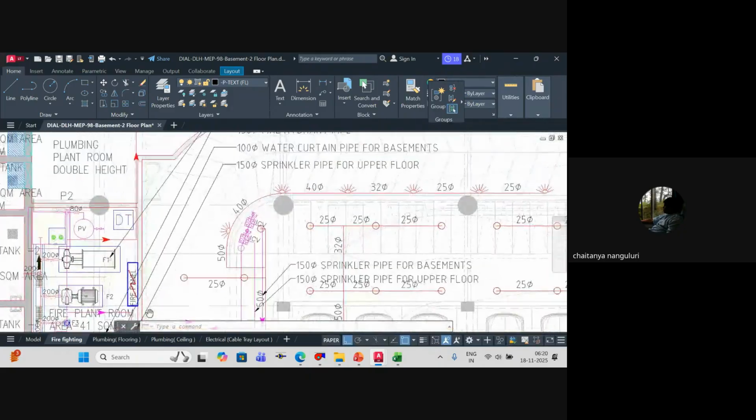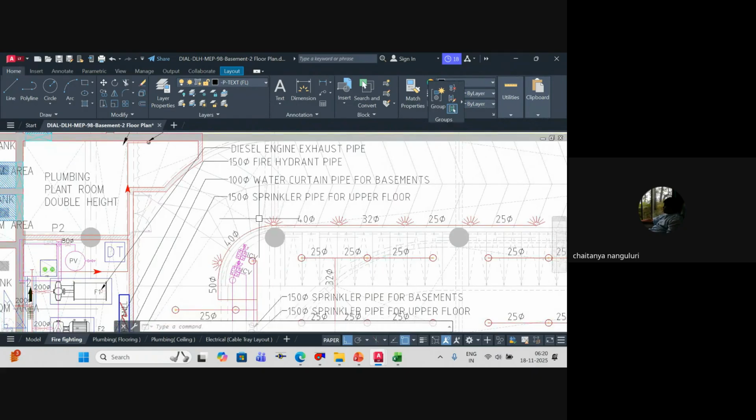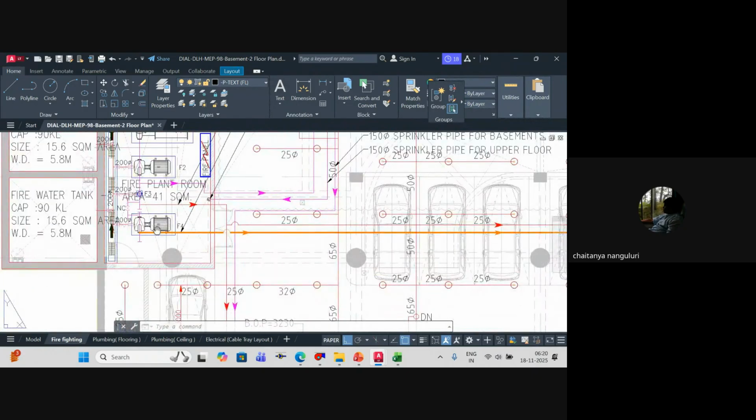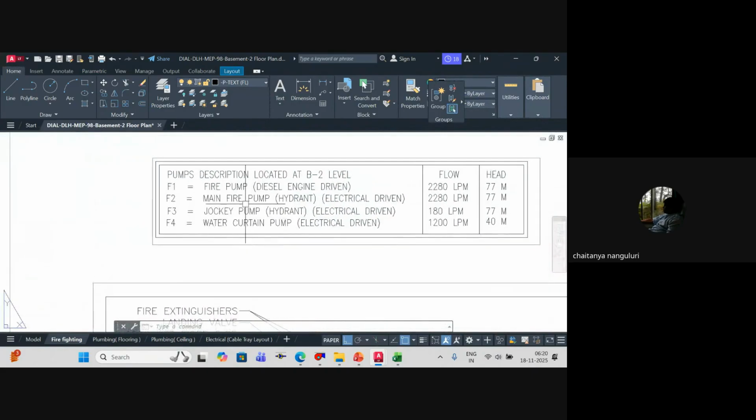Basically, you have your sprinkler pump for the upper floors, this pump which is F1, F2, F3, F4. You have these pumps. See, you have a fire pump, diesel pump. You have the main fire hydrant pump, and your jockey pump and water curtain pump, which is again separate. You can see, according to the number of nozzles, will decide this particular volume. Understood? Okay. This is completely a separate pump altogether.